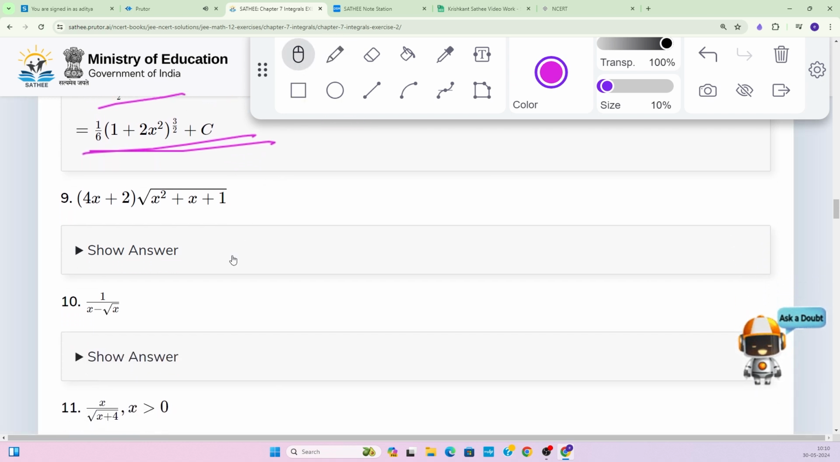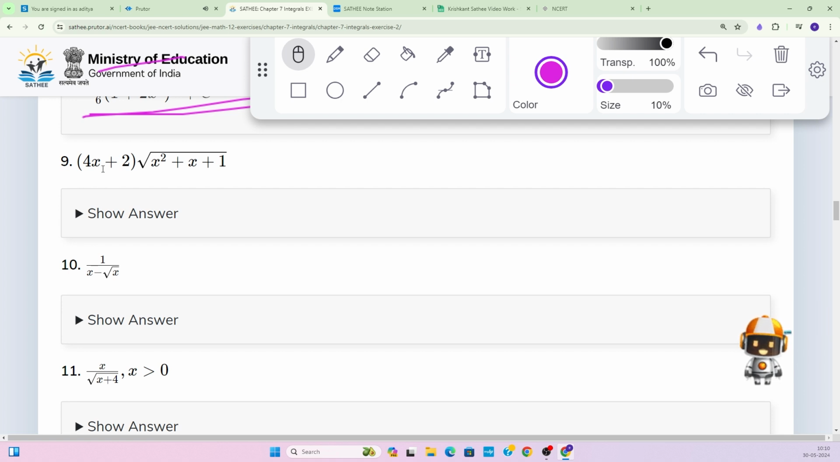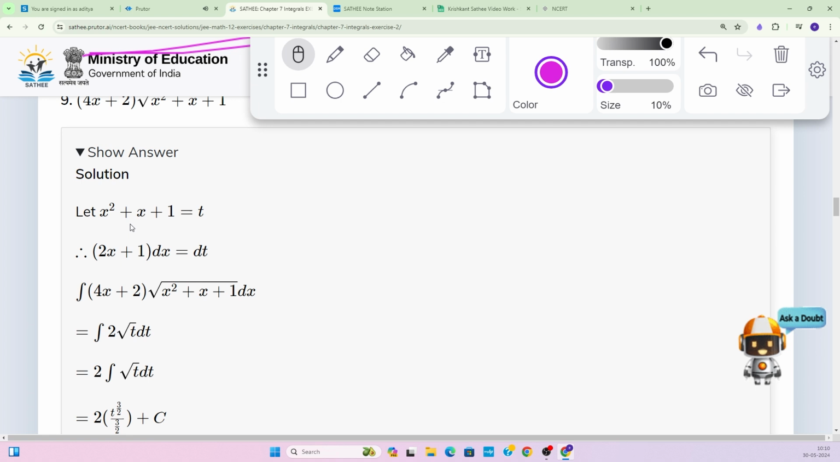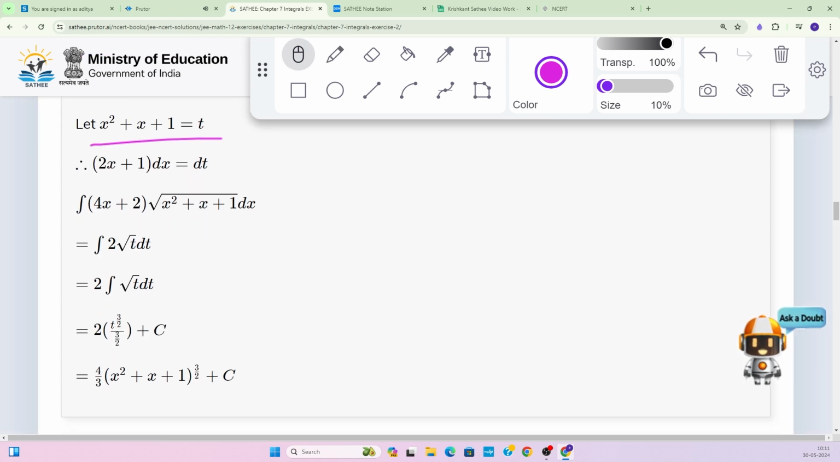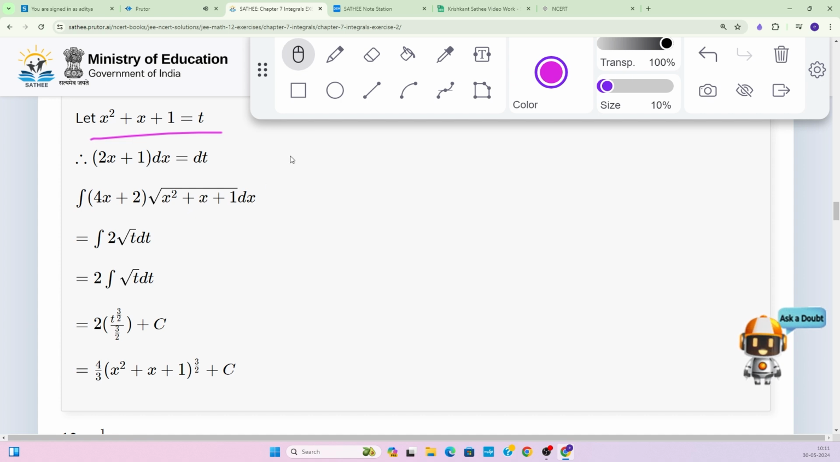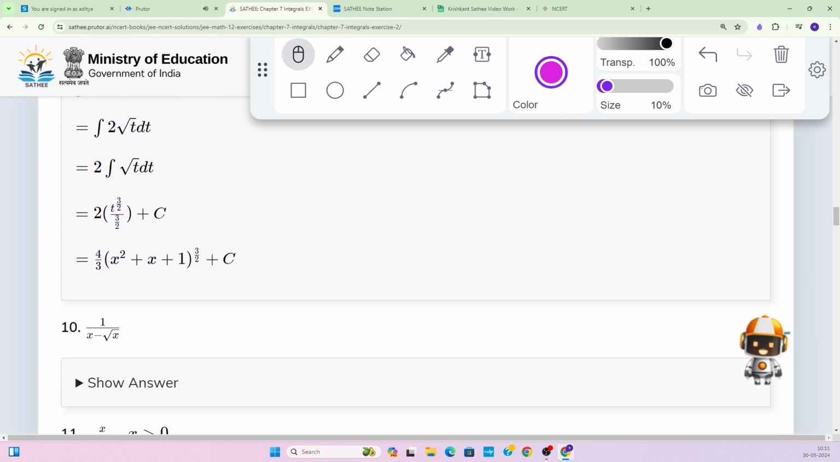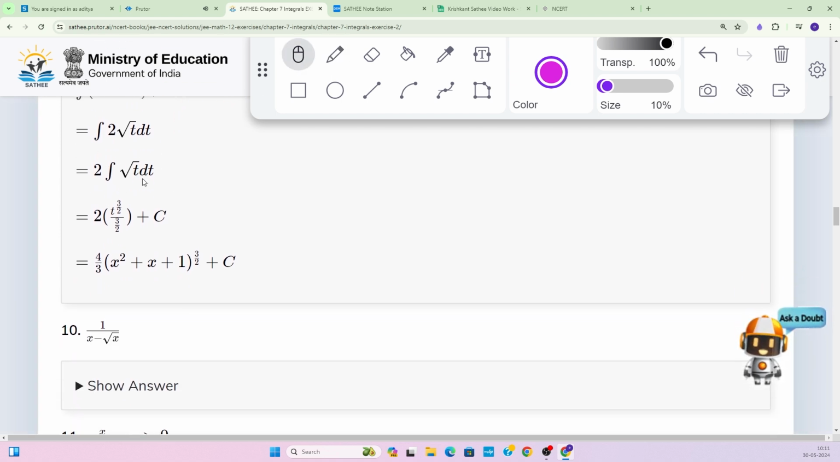Okay. Let's move to the ninth problem. Now the ninth problem is saying 4x plus 2 multiply with root of x square plus x plus 1. Clear? Integrate it with respect to x. What you will get after substitution of x square plus x plus 1 is equals to t, you will have dt by dx is equals to 2x plus 1. This means integration of 4x plus 2 root of x square plus x plus 1 dx can be replaced by integration of 2 root t. This means 2 can be taken out using the previous results of the integration. This means 2 multiply integration of root t dt.